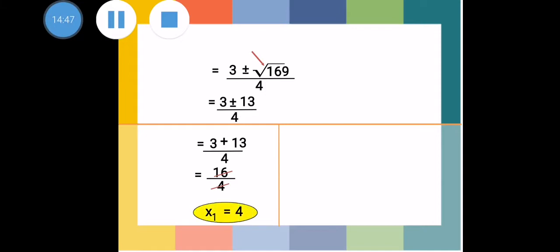So, ayun po. By sum. So, sunod naman ay sa difference. So, 3 minus 13 over 4.